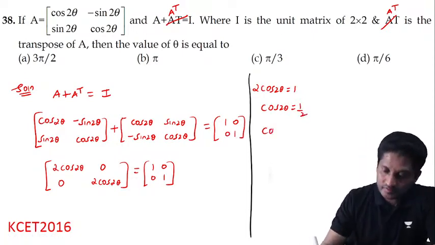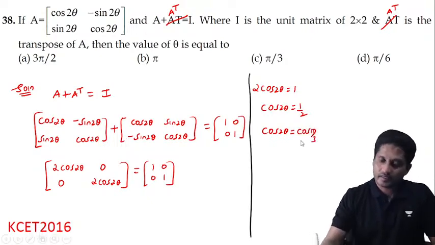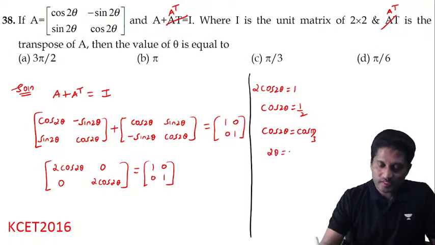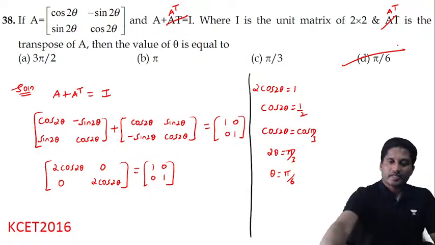Cos 2 theta equal to cos pi by 3. So cos 60 is half. So if I equate, 2 theta is equal to pi by 3. Theta will be equal to pi upon 6. Right, that's the answer. Answer will be option D. Let's move to the next question.